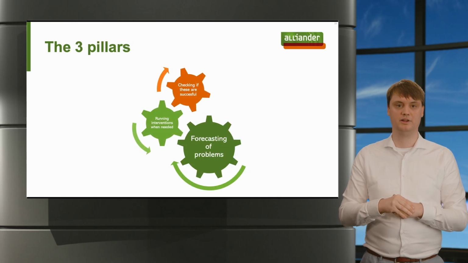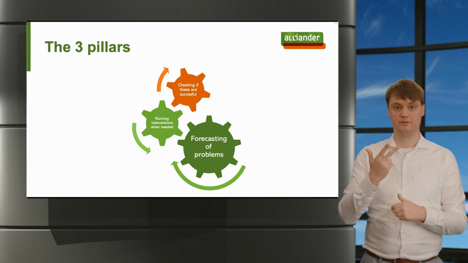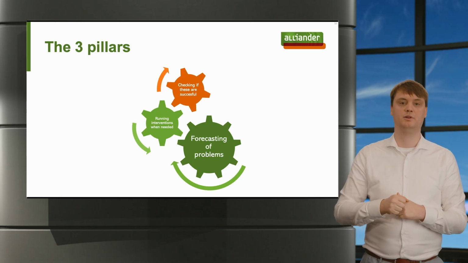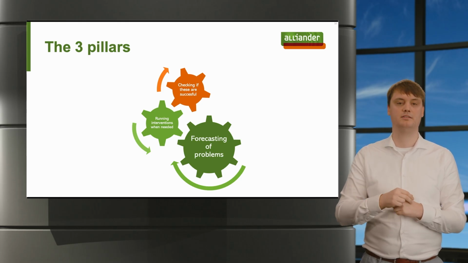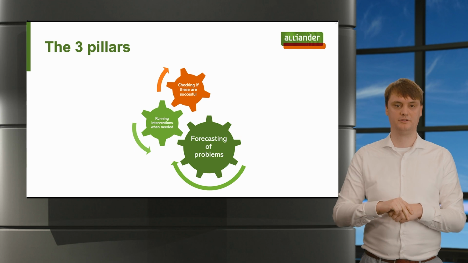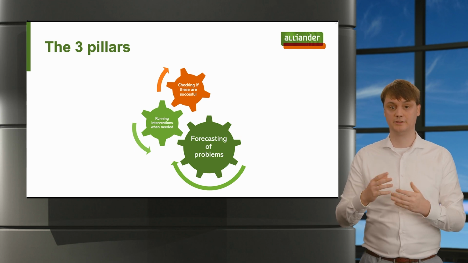So in essence, operational congestion management has 3 pillars. First, we forecast the problem. Second, we intervene when needed. And third, we check and verify afterwards whether the intervention was delivered.